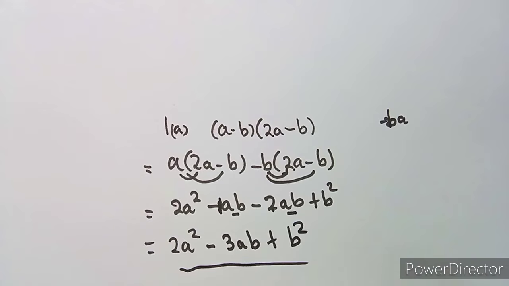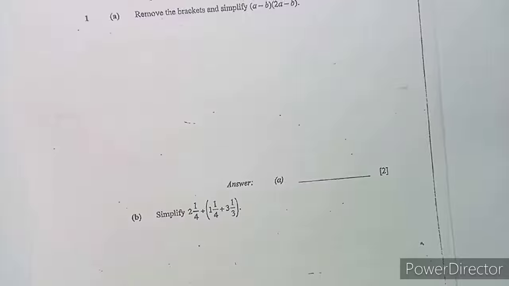So at this stage we do not have any like terms. This is A squared, this is B squared. These two, they do not have any relationship, so we are not supposed to simplify at that stage. So that's what you had guys. Let's see the item B part that we are given.